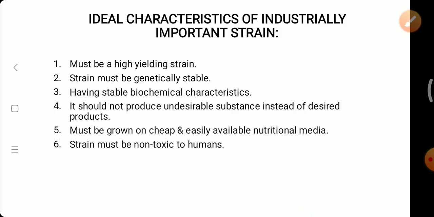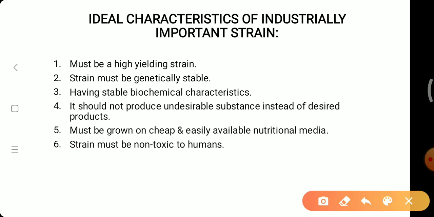Ideal characteristics of industrially important strain. Here are some points I have listed. How must our strain be? Our strain must be a high yielding strain. It should produce a product in a larger amount and in a short time. Our strain must be of that type.